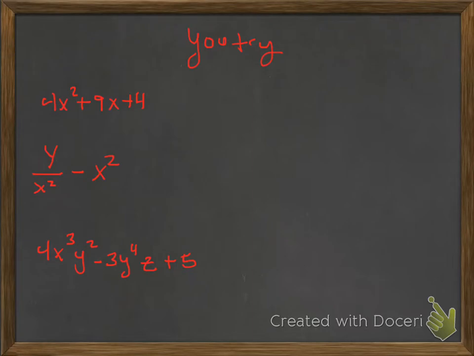All right, so here, for each of these, I want you to state whether it's a polynomial and what type of polynomial it is, and then also tell me what the coefficients are. So write down your coefficients as well.